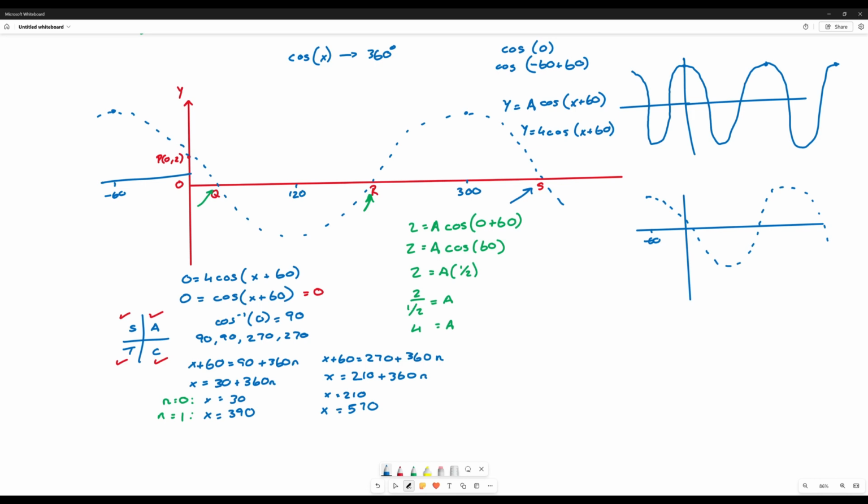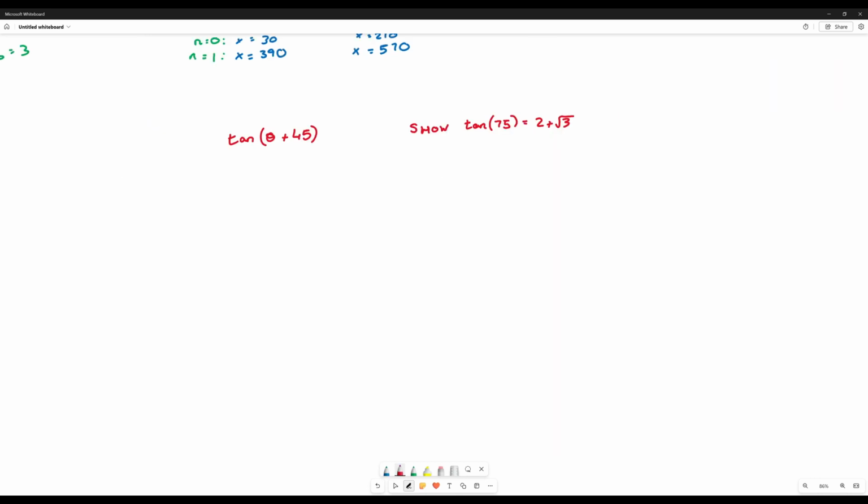What is next? I forgot to pause it. Again, this question isn't exactly how it would be on a Leaving Cert paper either, but that has been the case up until now.